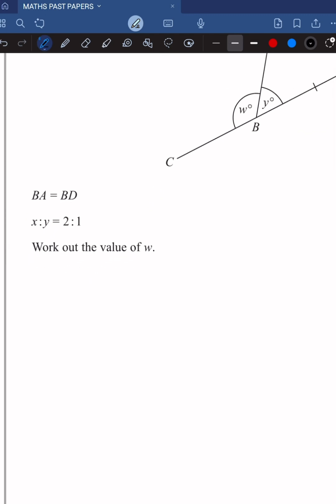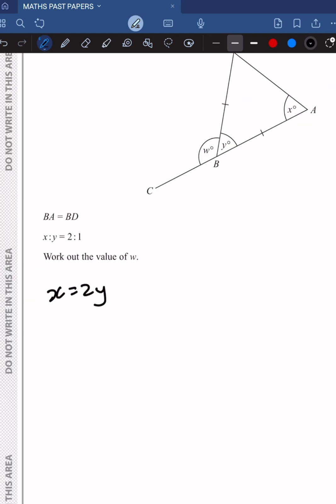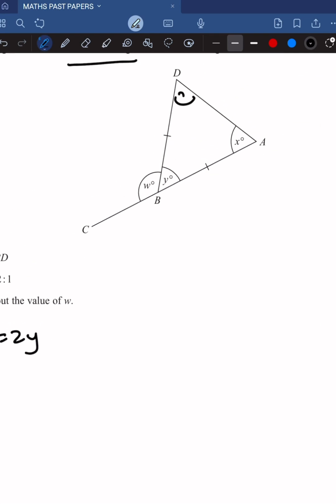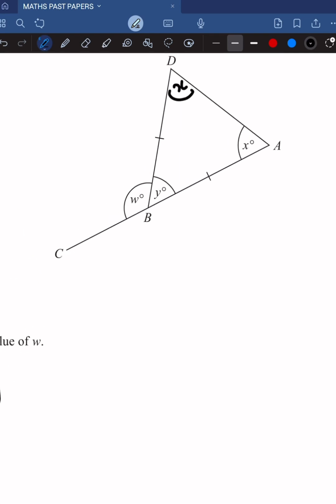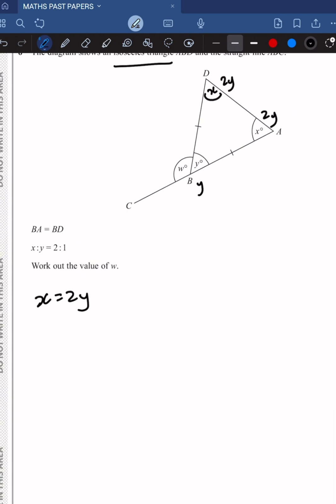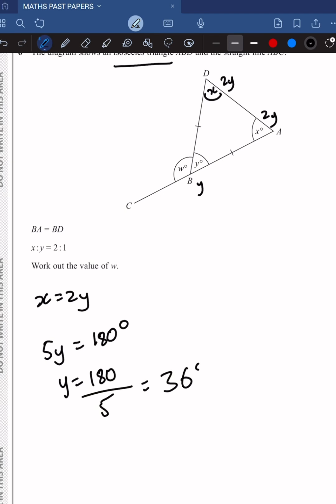Well, if we know that X to Y equals 2 to 1, we know that X equals 2Y. So we know this is X. So we have 2Y and Y. So we know that 5Y equals 180 degrees. Therefore, we know that Y is 180 divided by 5, which is 36 degrees.